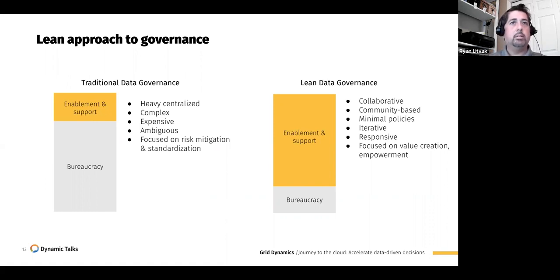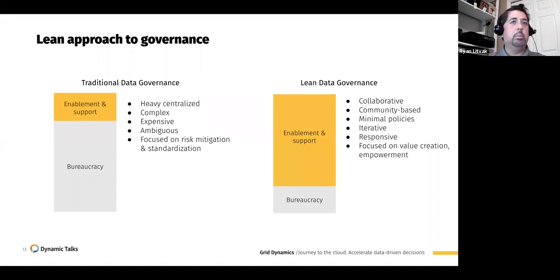So data governance is often one of those things that comes into being towards the end of these projects. But what we've learned is that it's important to consider that and factor it in much earlier in the project. And it has been something that we've taken a much leaner approach to than we have in the past. Traditionally at Jabil, we've tried a very heavy approach to data governance, where we didn't get a lot of buy-in. It was very centralized, complex, focused on risk mitigation.